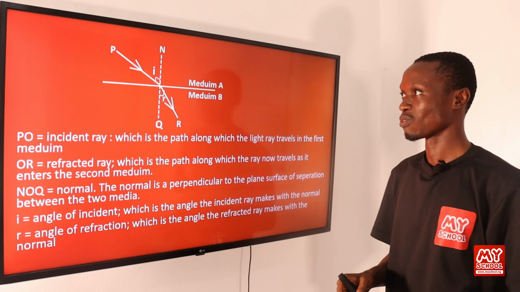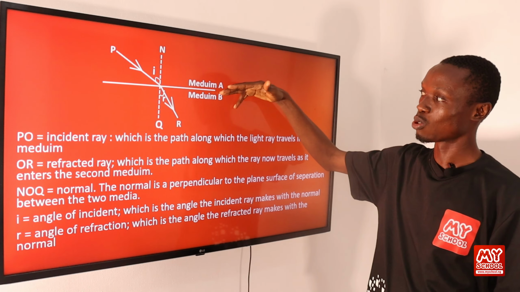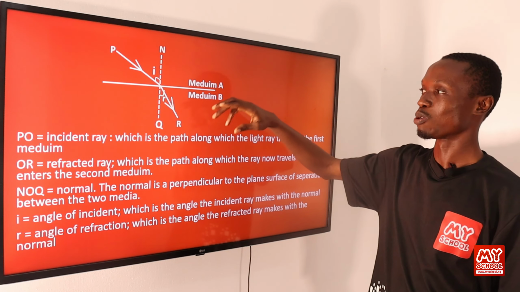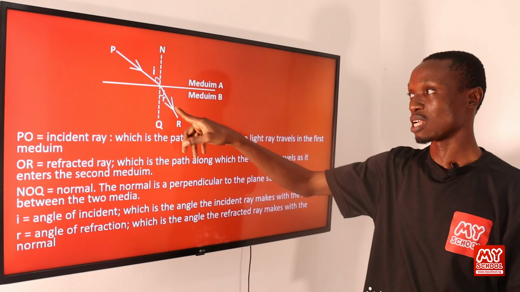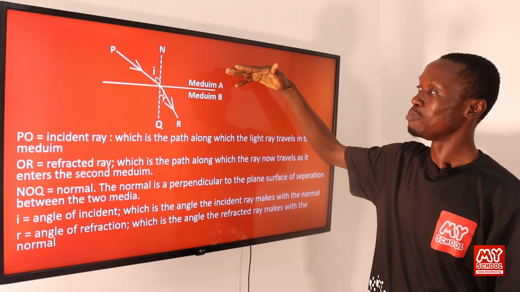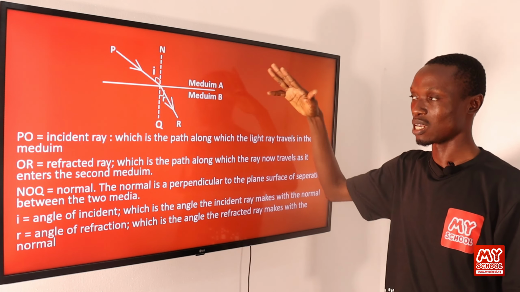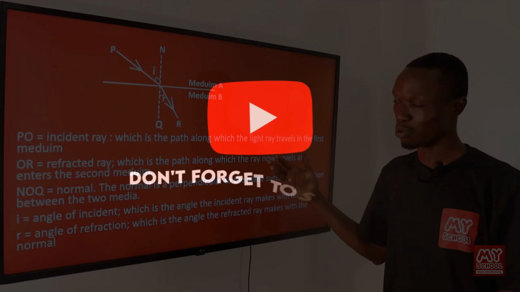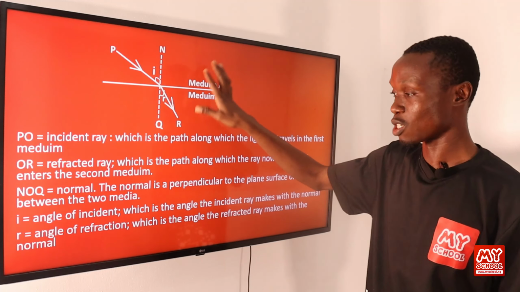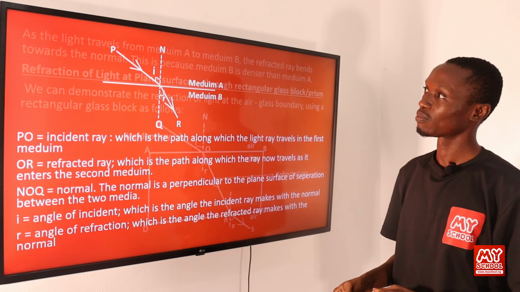The reason why I said medium A here is air and medium B here is glass is because of how the refracted ray is bent towards the normal. This simply shows that medium B is denser than medium A. That is just the simple reason, but as the lesson progresses, you will get to understand the statement I just made. Let's move over to the next slide.